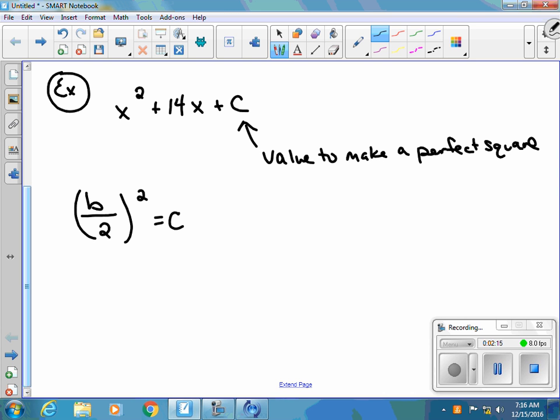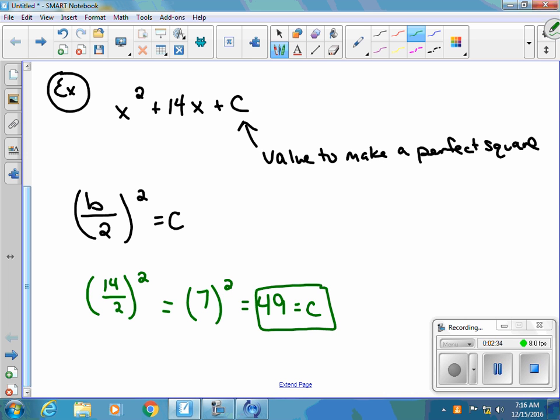So in our case, we have 14. We're going to take 14 divided by 2, and we're going to square it. So that gives us 7. We're supposed to square it, and that's going to be 49. So this is going to complete my square. That's the 49.